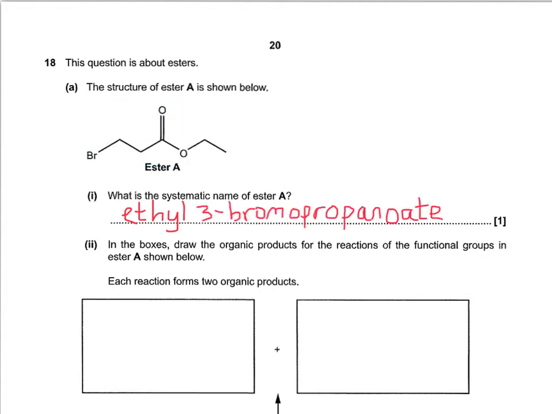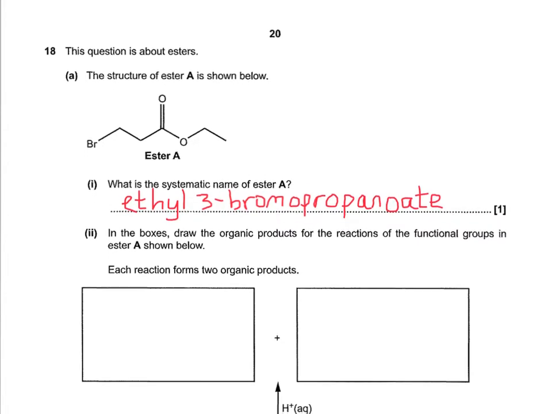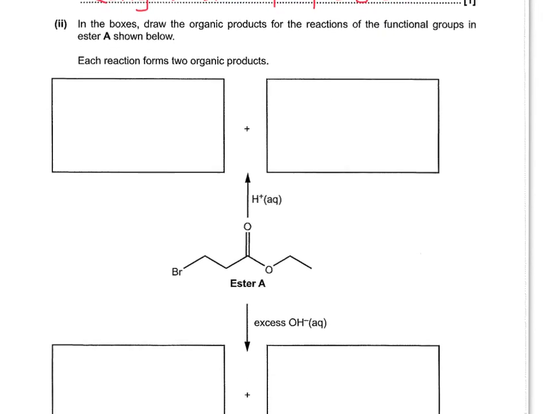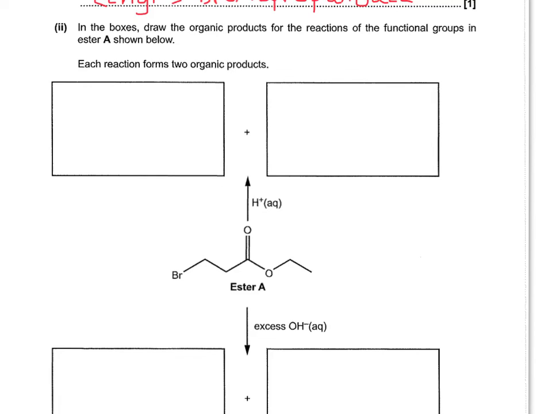So the next part requires us to have a think about some organic synthesis pathways. So I'm just going to move the page down a bit. And it says, draw the organic products for the reactions of the functional groups of ester A. So what you've got to think about is what happens when you add an acid to an ester, and what happens when you add an alkali to an ester.